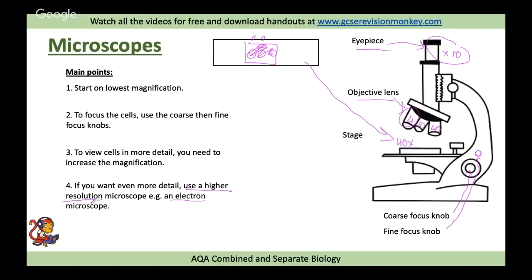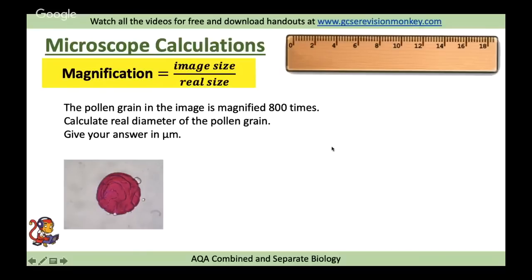For example, your electron microscope. This one is just a light microscope. Moving on to the next section of this microscope then is this equation which you're going to need to remember for your exam. Magnification equals image size over real size.